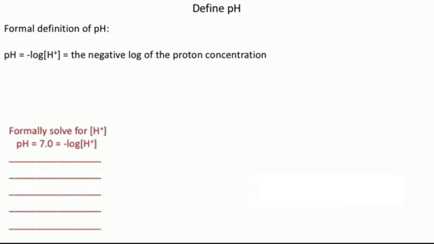Of course, the formal definition of pH is that it is equal to the negative log of the proton concentration. That is equivalent to saying you can take the pH value, say 7, and use it as a negative exponent of 10, because logarithms and exponents are inverse functions. And in fact, will you use a little bit of math to formally solve for what the proton concentration is if the pH is 7?